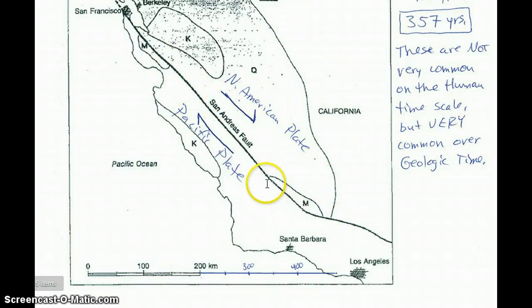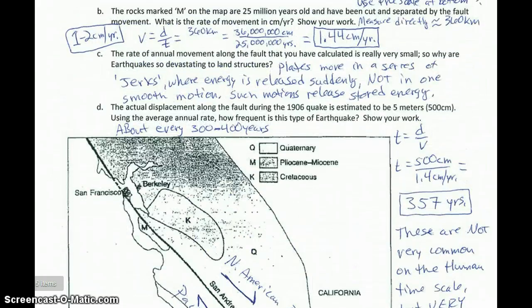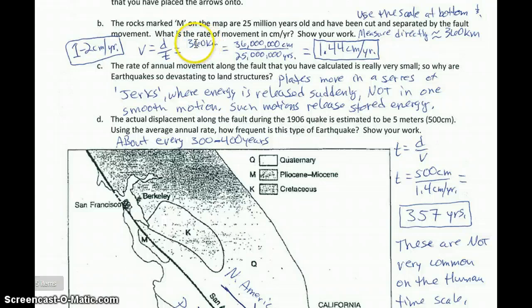And your numbers could vary if you measure from the top to top, but they're going to be close. Our rates are going to be about the same. So here goes. 36 million centimeters, right? 360 kilometers. There's 100,000 centimeters in a kilometer. It's 36 million centimeters divided by 25 million years. Tells me that the rate of movement is about 1.4 centimeters per year. So roughly between 1 and 2 centimeters per year.